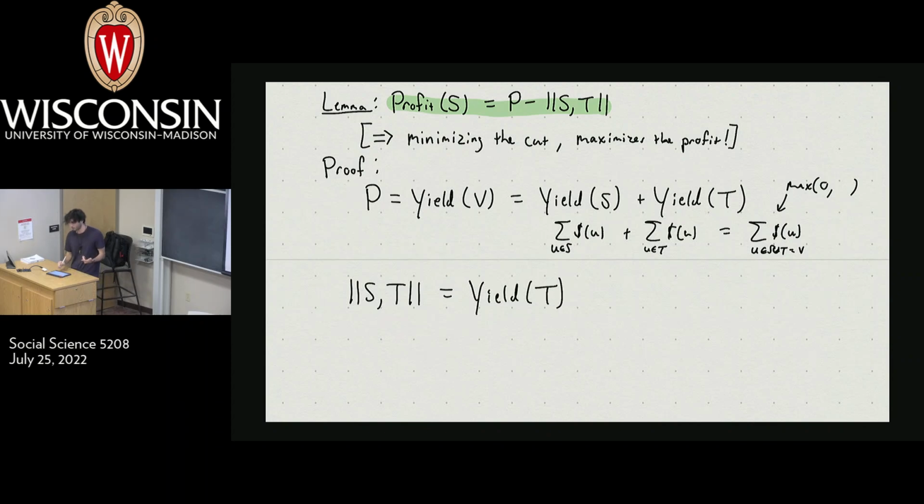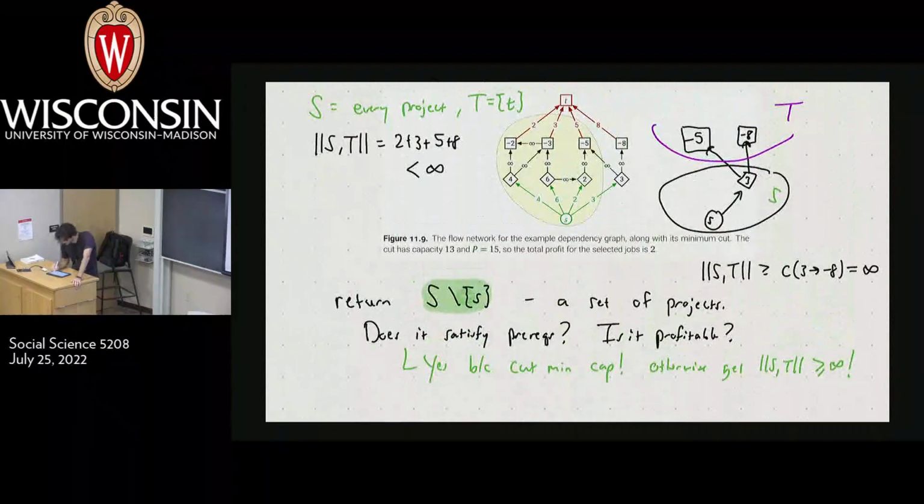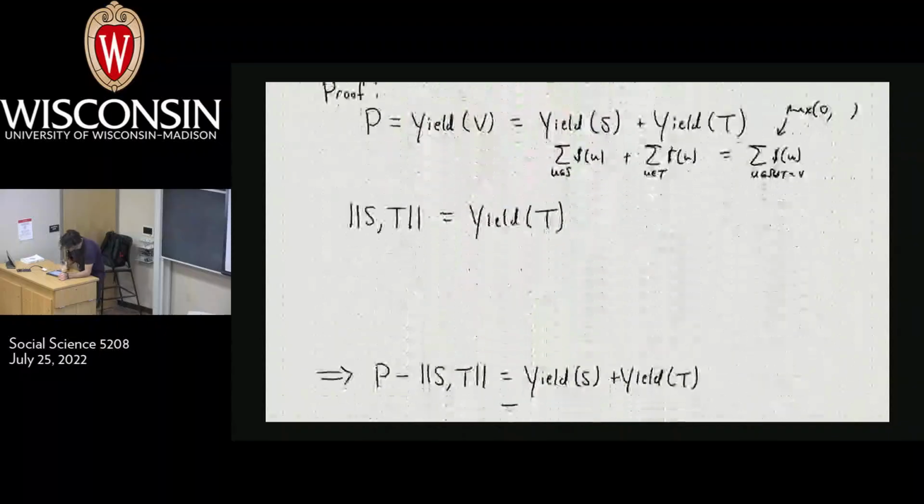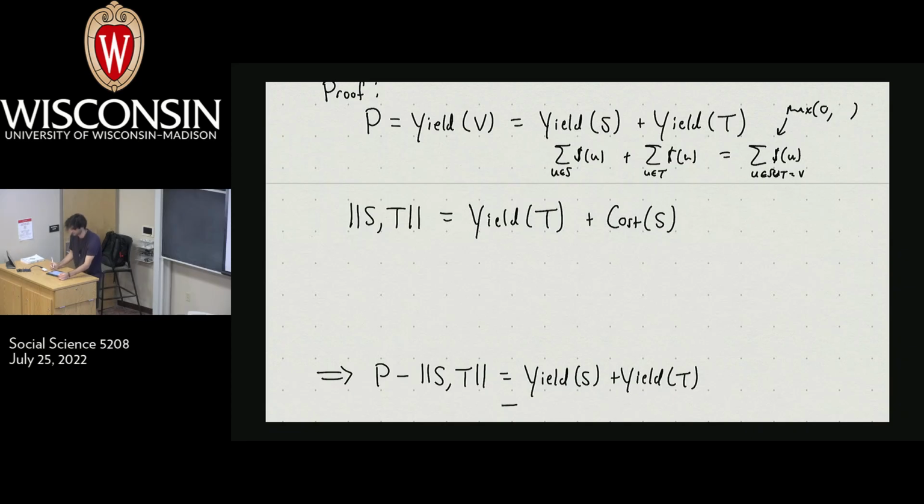Right? So that's the sum of all the positive projects. These are all the positive projects that we did not choose. Since we did not choose them, it crosses the cut. On the other hand, everything we did choose, their negatives are what appears in the term. So this is the cost of the set S that crosses the cut to T. So every edge either is a costly thing that we did choose, or it's a positive thing that we didn't choose. And so the capacity of the cut is the yield of T plus the cost of S. Okay?